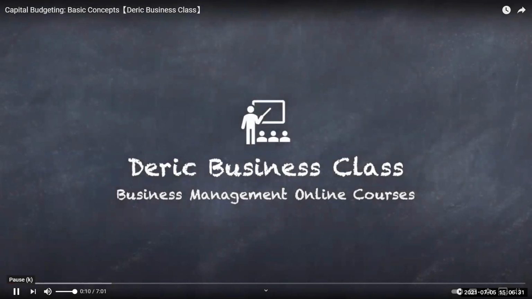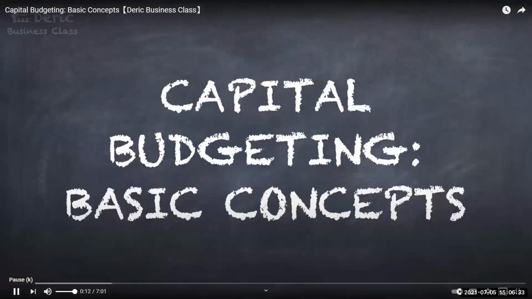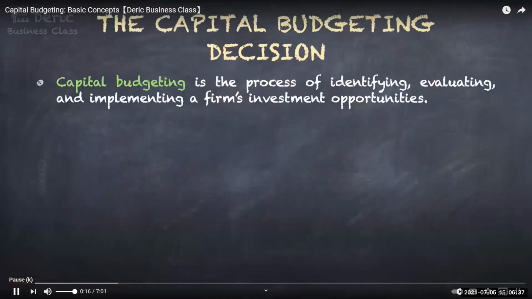In this video, I'm gonna explain to you the basic concepts of capital budgeting. Capital budgeting is the process of identifying, evaluating, and implementing a firm's investment opportunities. Let's say, now you have $1 million and 3 potential investments are being presented to you. The process of deciding which project to invest is what we call capital budgeting.